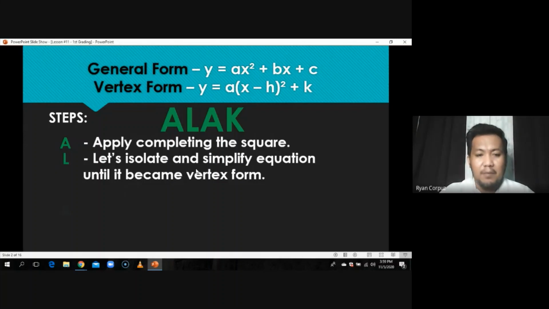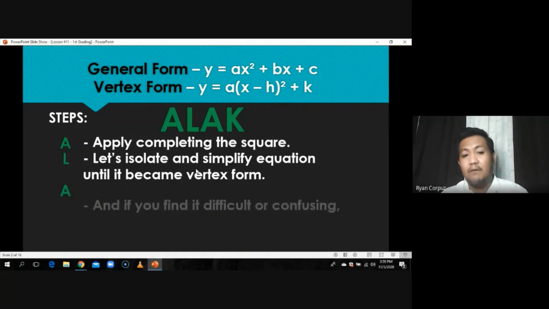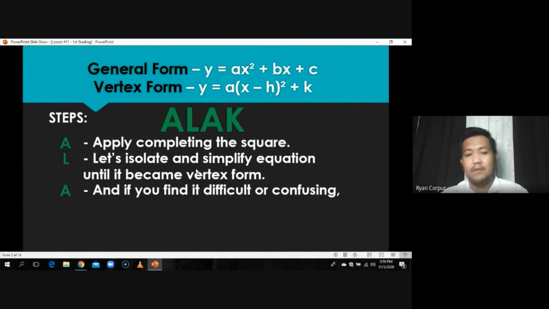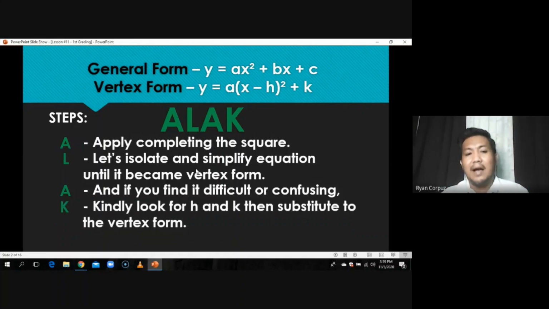But it says here, another A stands for... and if you find it difficult or confusing, it means there is another way. So the other way is: A stands for, kindly look for H and K, then substitute to the vertex form. Because if you look at the vertex form, we have H and K. So what we need is to find H and K, then substitute them on this form of the equation. Then we are already on the vertex form of it.